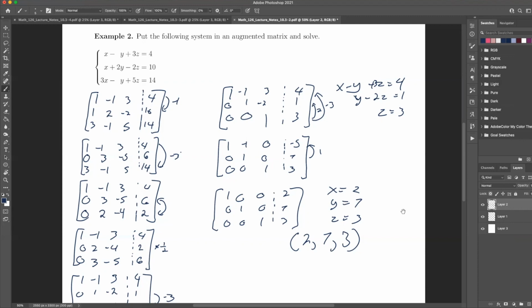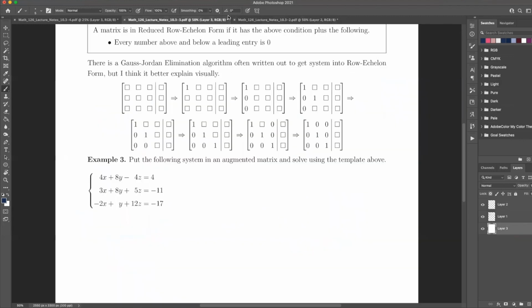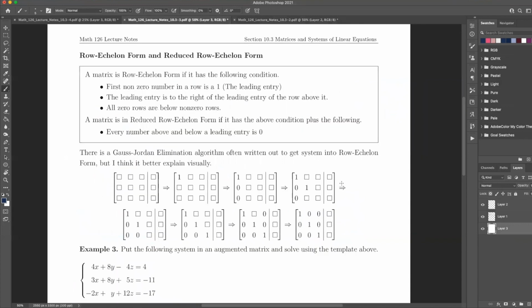All right, so let's go to the next page. Let me explain a couple things and show you what we're trying to do and where we're going. We call a matrix in row echelon form if it has the following conditions. The first non-zero number in a row is 1, and we call this a leading entry. The leading entry is to the right of the leading entry of the row above it, and all zero rows are below non-zero rows. We call that row echelon form.